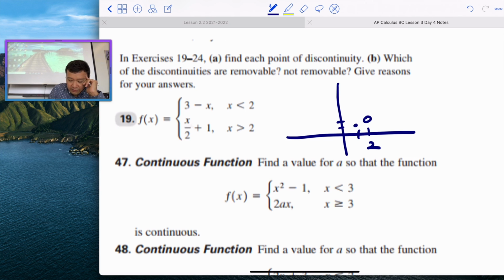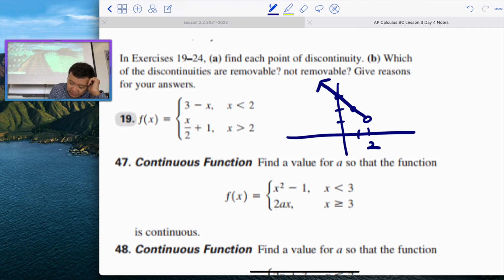Gosh, not the best graph. So 3 minus 1 would be, let's see, what do I have here? 3 minus 2 would be 1. Open circle right there. 3 minus 2. 3 minus 1 would be 2. And then 3 minus 3 would be 0. So on the left-hand side, you have this graph.